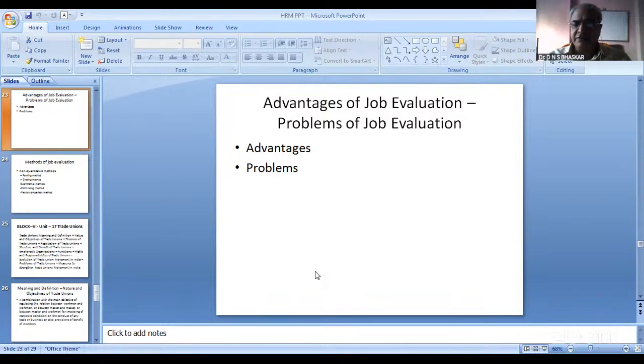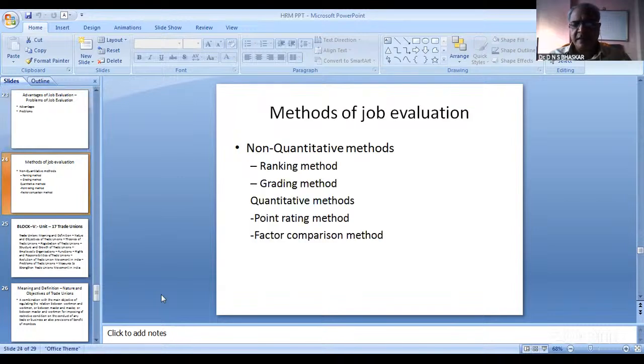This is given in page number 13.4 in the case of the job evaluation principles, and page number 231 of your material, and the 13.4 paragraph is important for that. These points we already covered. And next, methods of job evaluation process.